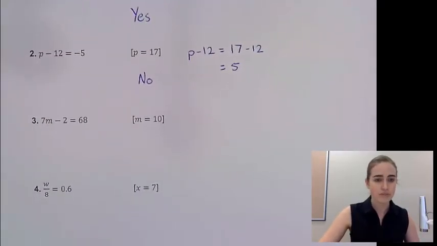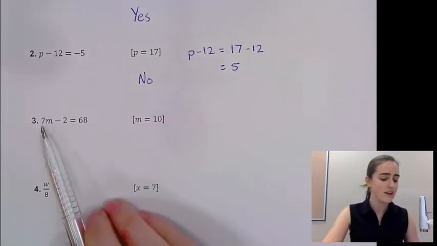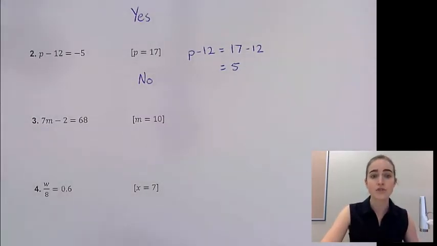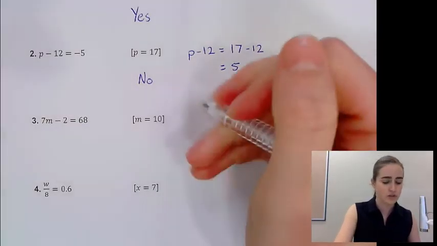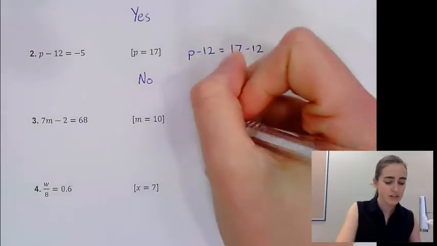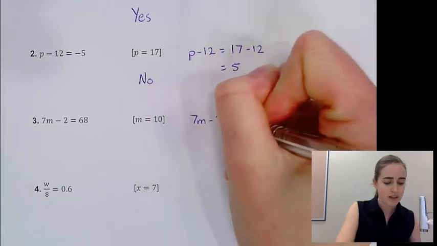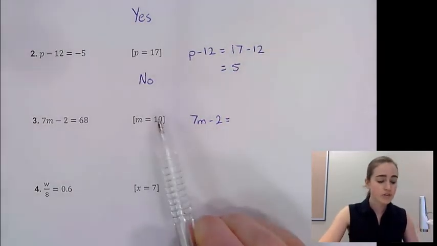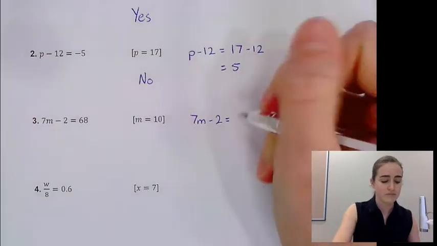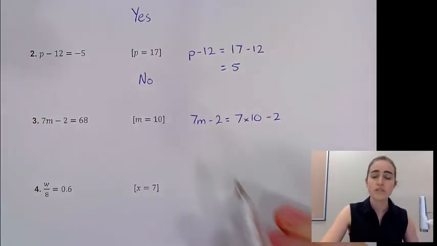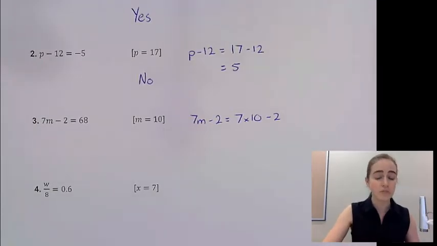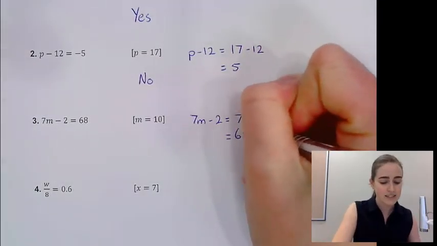All right, a few more. So getting a little bit more complicated now. We've got 7m minus 2 equals 68, and we're trying to see if m equals 10 is the solution. So we're looking at this bit first. So we've got 7m minus 2. Then we're going to replace that m with our 10. So we're going to have 7 times 10 minus 2. Well, 7 times 10 is 70, and 70 minus 2 will give us 68.